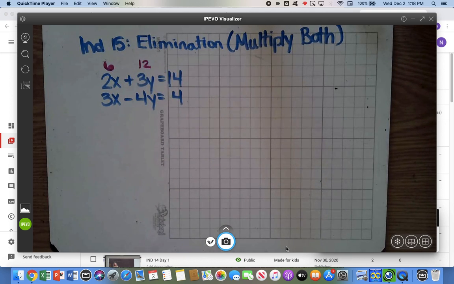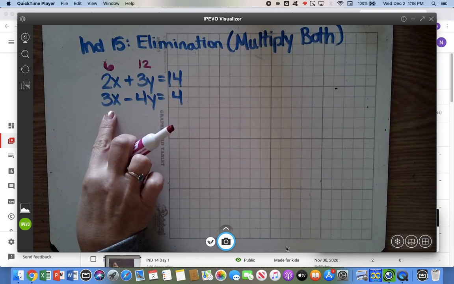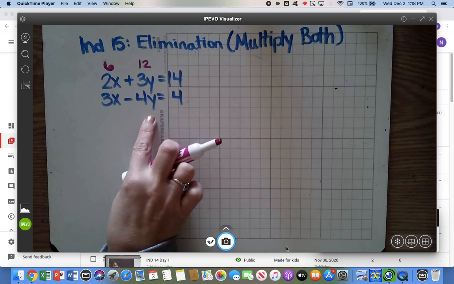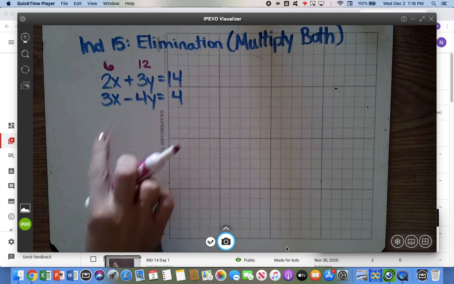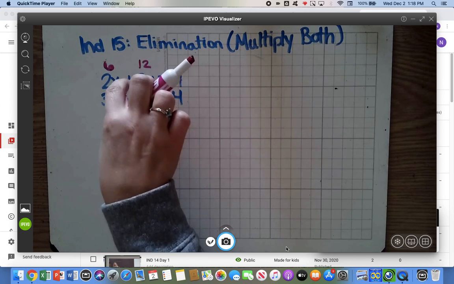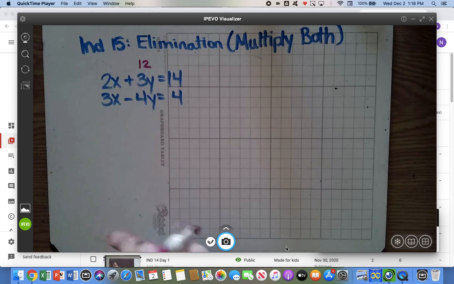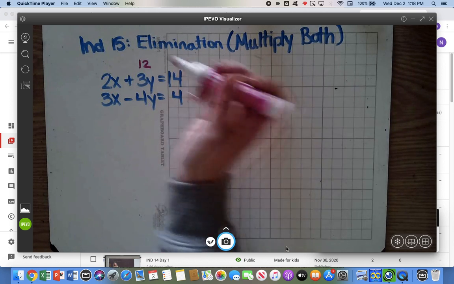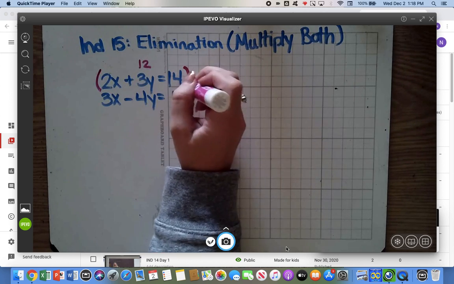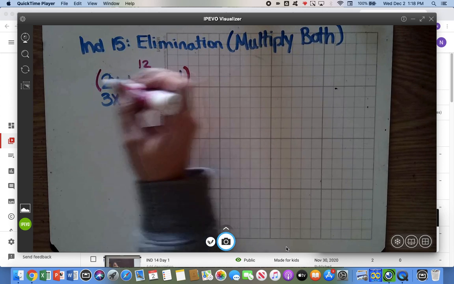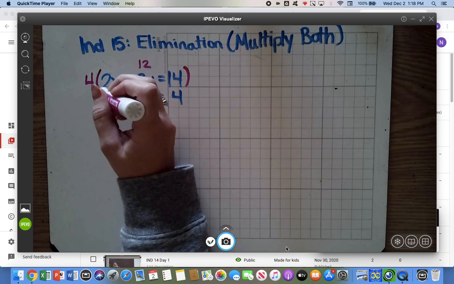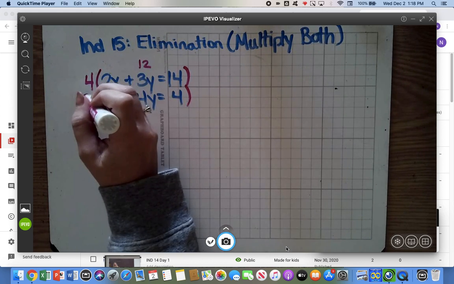So what we have to do is we either have to make these a positive 6 and a negative 6, or we have to make these a positive 12 and a negative 12. Now, I like this one because the signs are already opposites. This is a positive and that's a negative. So we're going to make both of these 12. What would I multiply the top equation by to get 12? I already have a 3, so I'm going to need a 4. And then here, I'm going to need a 3.